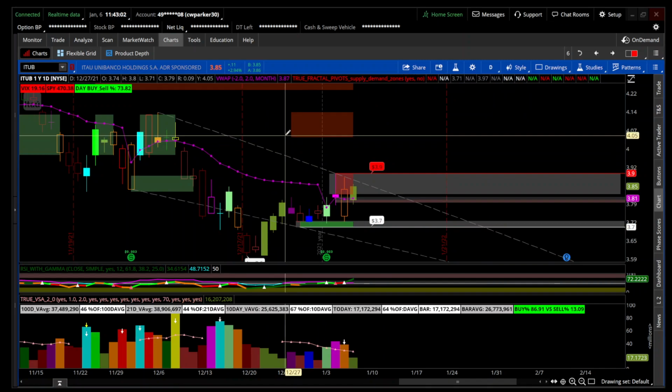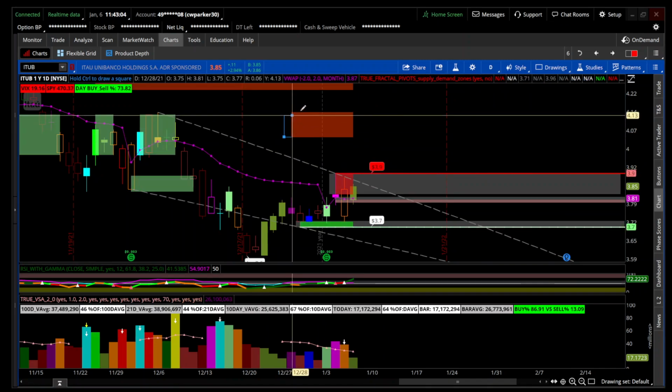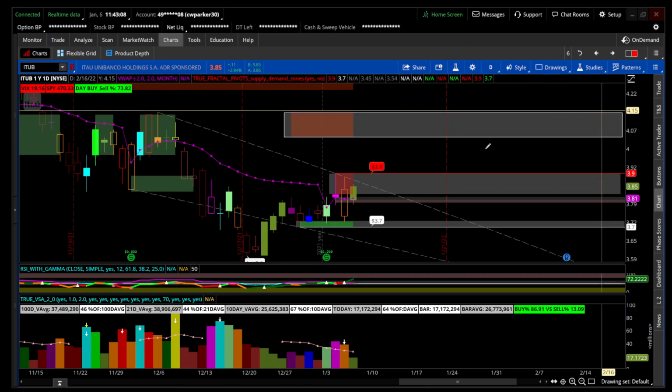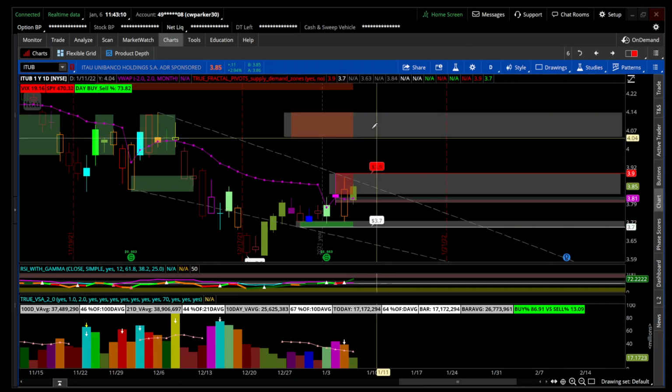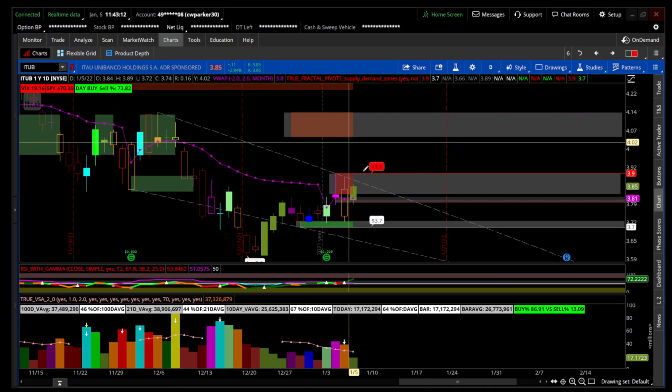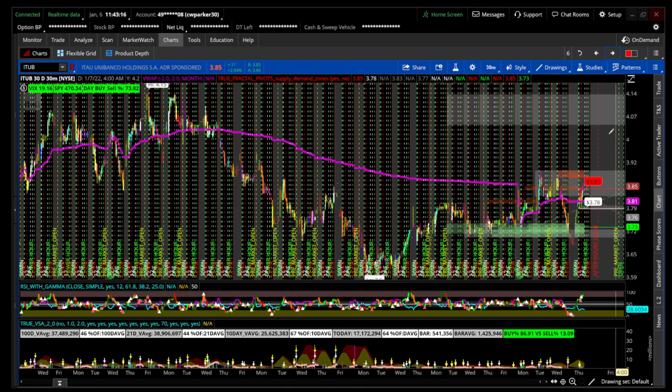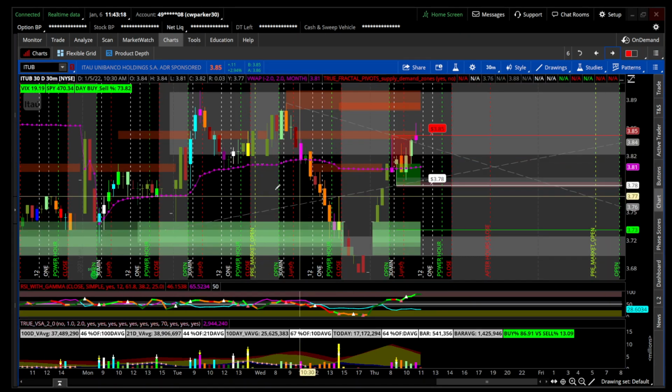And we have another supply zone up here we can just draw out for future reference if the stock does break above. Possibly it could go back up there to 407. And let's go to the daily and see where we are.